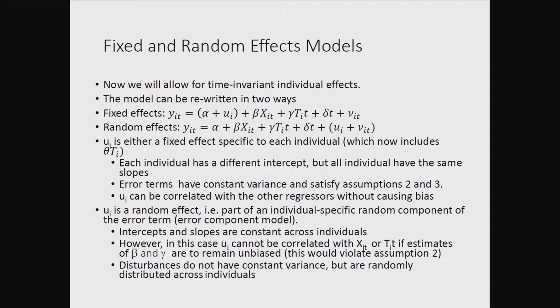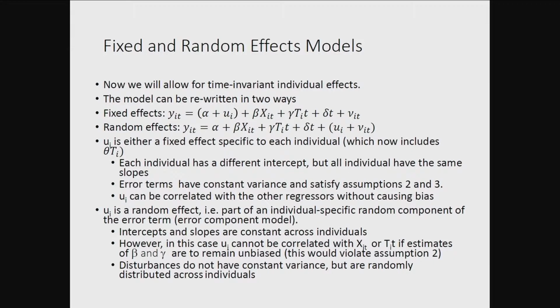Error terms have constant variance and satisfy assumptions 2 and 3, because now what's my new error term? It is the new, which is similar to the V. We call it new. This error term now does not suffer from the violation of assumptions 2 and 3. I remind you that the two assumptions were exogeneity and identically and independently distributed. So if I remove the individual effect from the error term, my new error term, there is no problem inside.